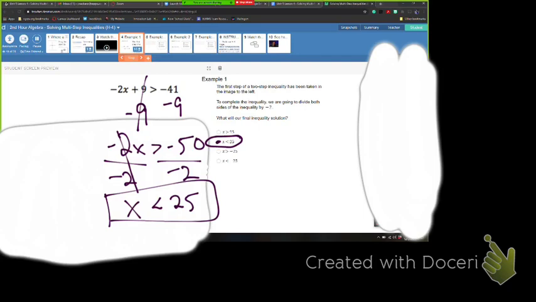Let's check our answer. So what's a number that's nice to work with that's less than 25? 10. Those are all right. Negative 11. I'm going to go with 0. Because if I plug in 0 here, it says 9 is greater than negative 41. True? True. So I checked my answer. It works. Cool, guys.